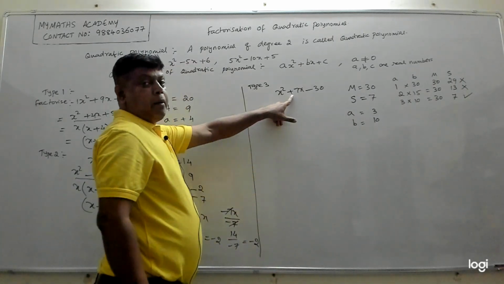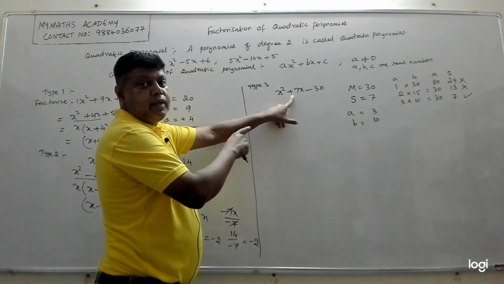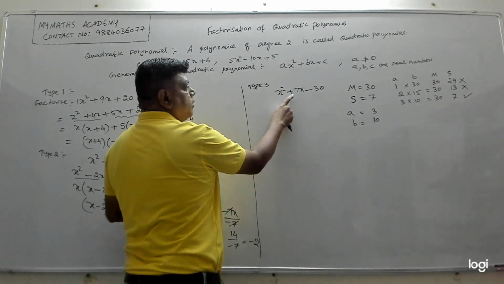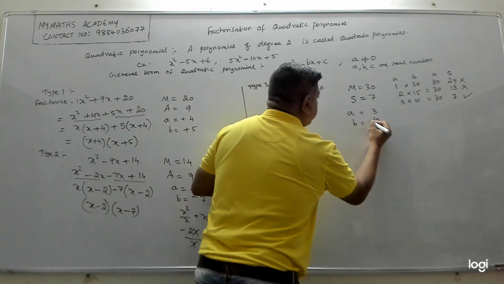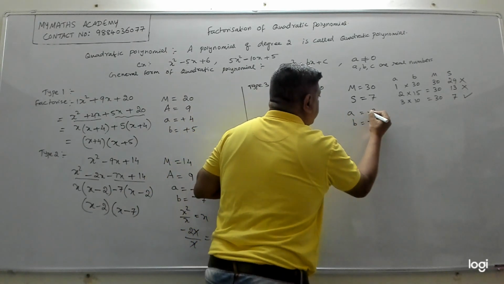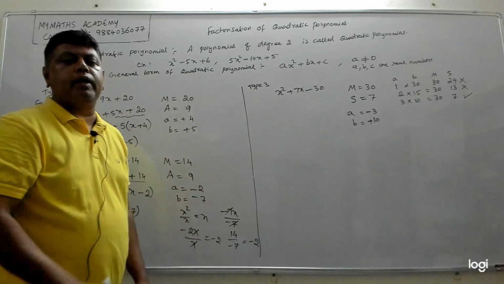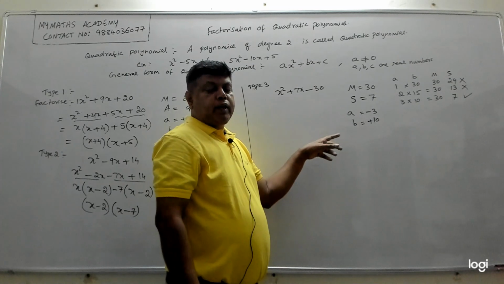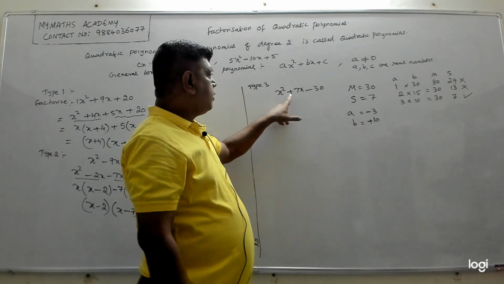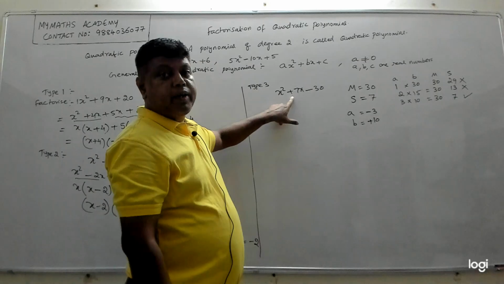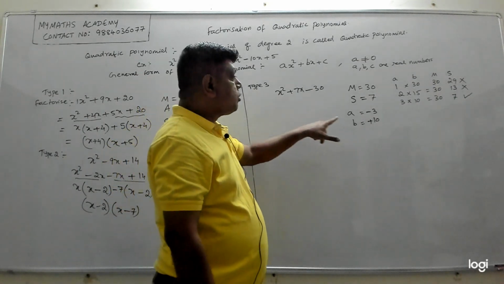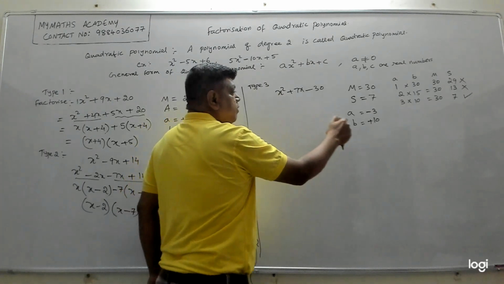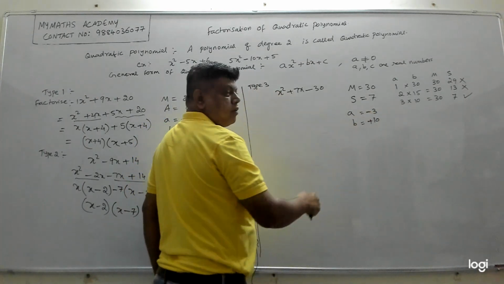What is this? Plus. The greater number among those two will take this plus sign. Which is the greater number, 3 or 10? 10 is greater. 10 will take this sign, plus. So 10 will become plus, and this has to be minus, because one will be plus, one will be minus. If this sign is plus, the greater number will take this sign always. Suppose if this was minus, then we will put minus 10 for this and plus 3 for this.